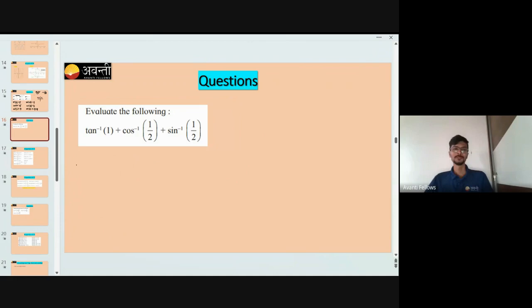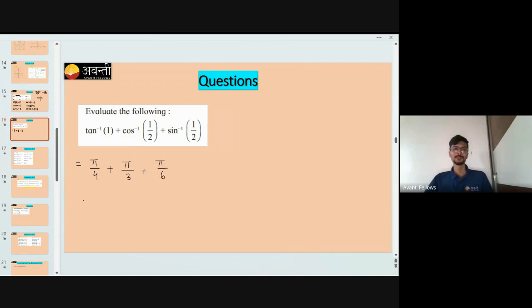So this is very simple. I hope you'll all get it. Tan inverse of 1. What value of theta in the first quadrant gives answer 1 for tan? You are right. Pi by 4. Same for cos inverse of half. What value of cos theta will give half? We have done this in the previous slide. 60 degrees, which is pi by 3, plus. What value of theta in the first quadrant gives sine of half? Again, it is 30 degrees, which is pi by 6.